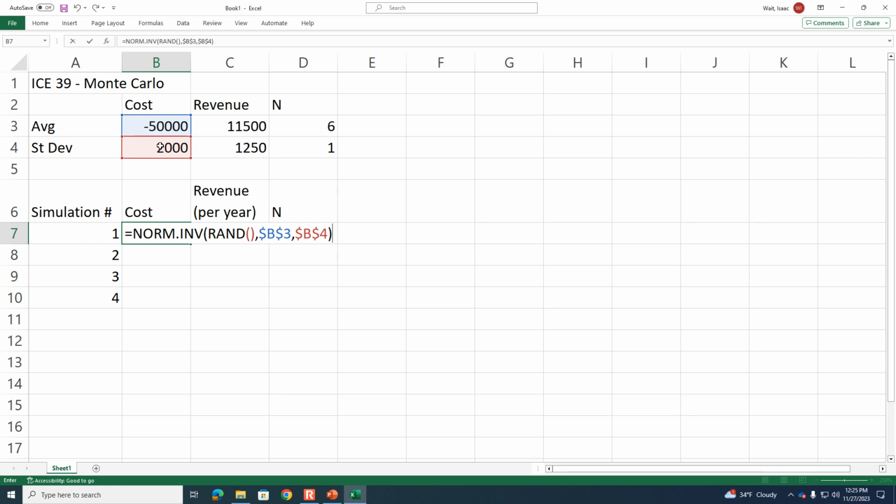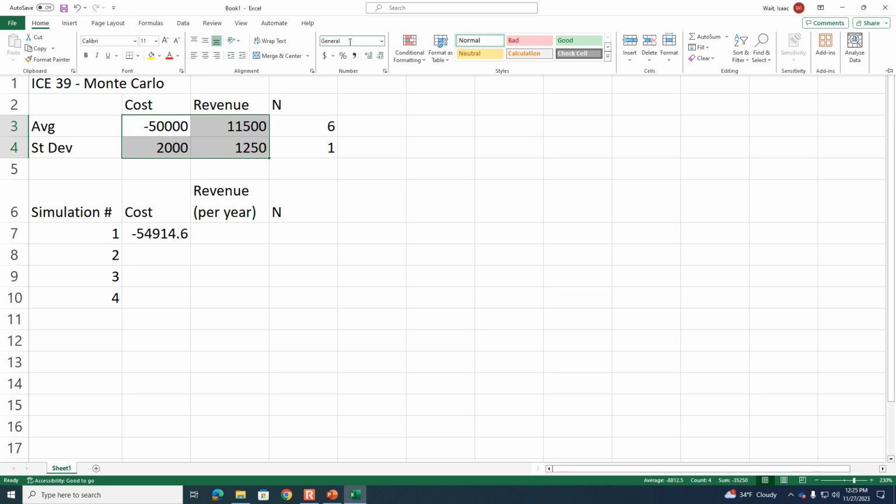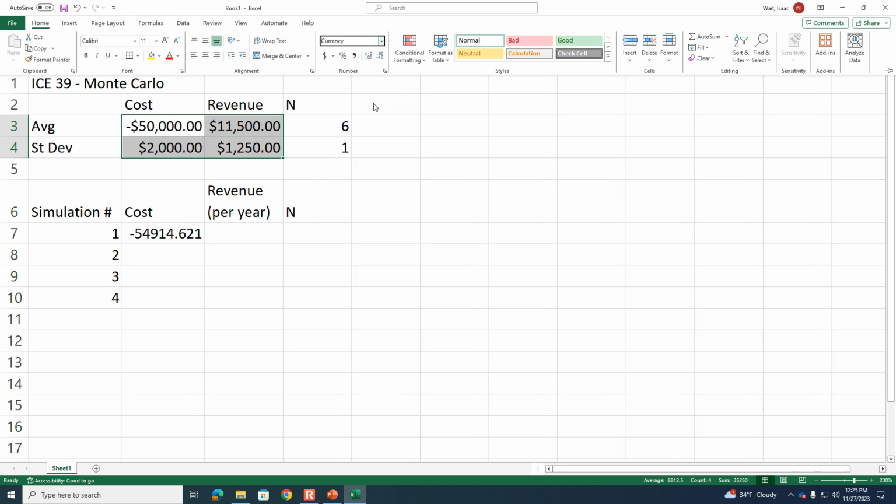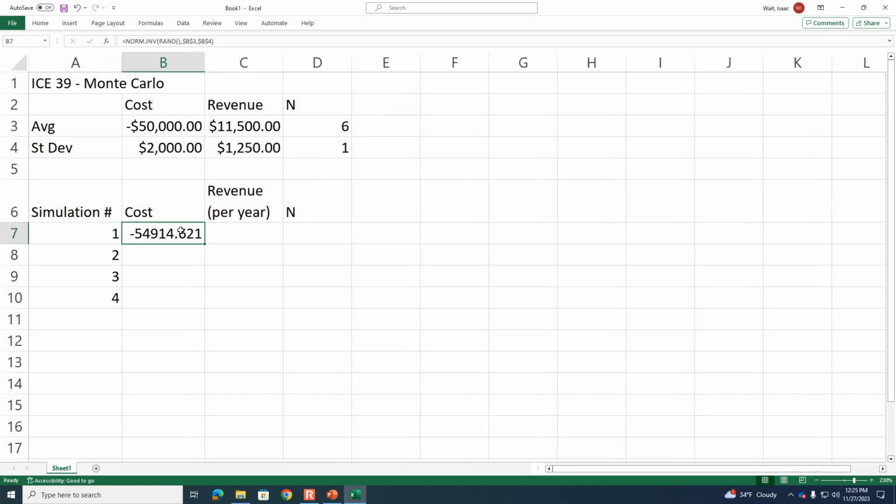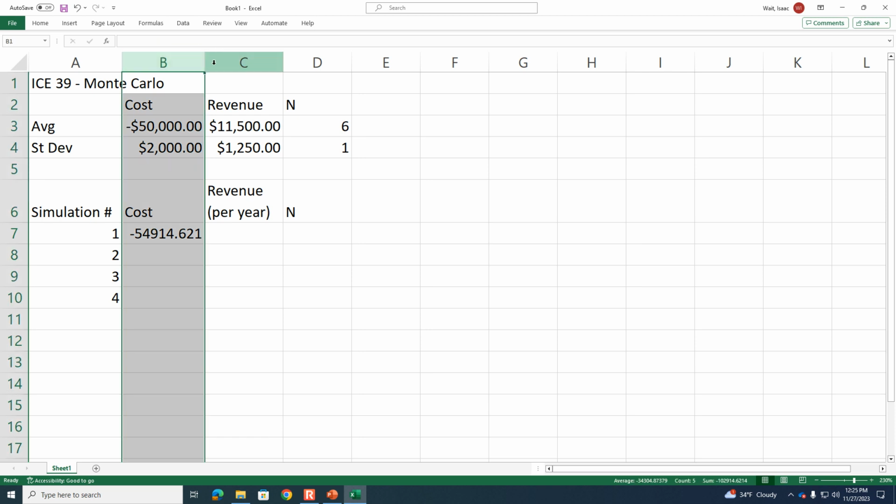Okay. So that's a normal distribution using a random number generator. And you can see this first value is saying 54,914 in cost. Let me format this as money just to make it explicit here what we're talking about. Actually, I'll do this whole row as money.